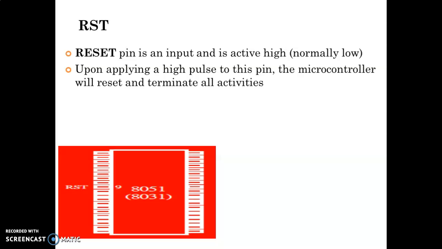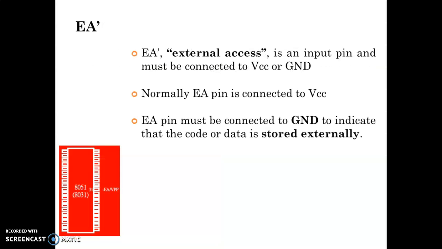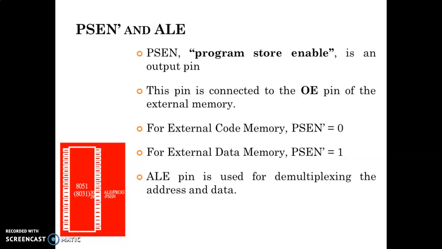The reset pin is an input and is active high, normally low. Upon applying a high pulse to this pin, the microcontroller will reset and terminate all activities. EA, external access, is an input pin and must be connected to VCC or ground. Normally the EA pin is connected to VCC. The EA pin must be connected to ground to indicate that the code or data is stored externally.